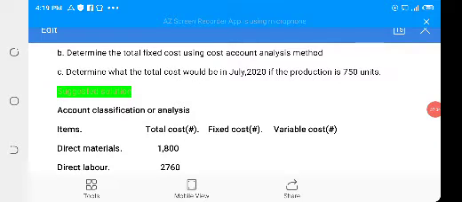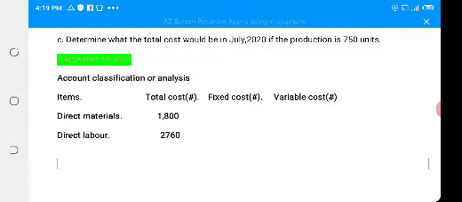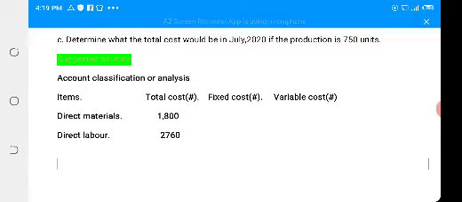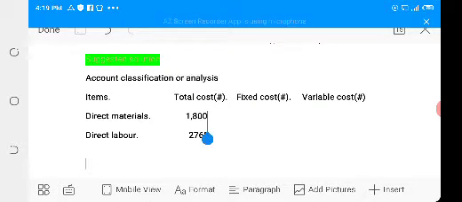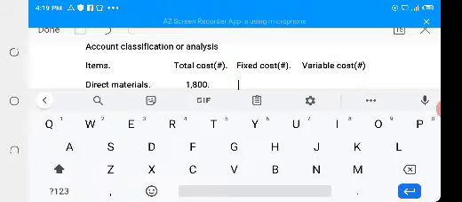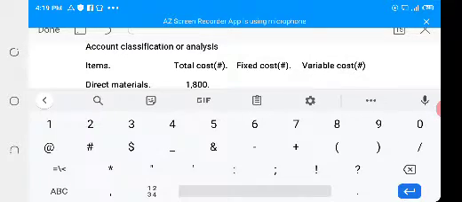Now, number one, direct material. Direct material is a variable cost because it changes if activity levels increase. So you put direct material, 18.